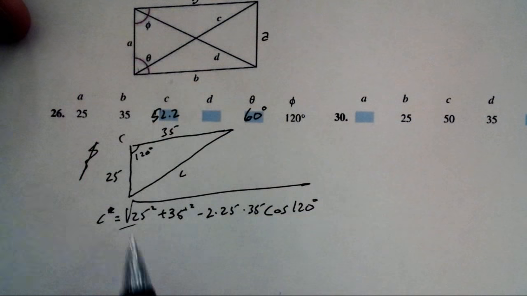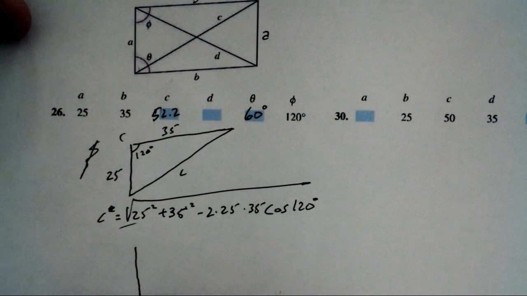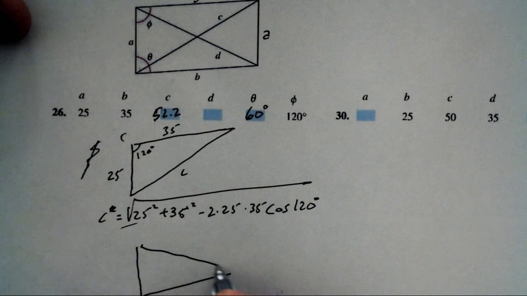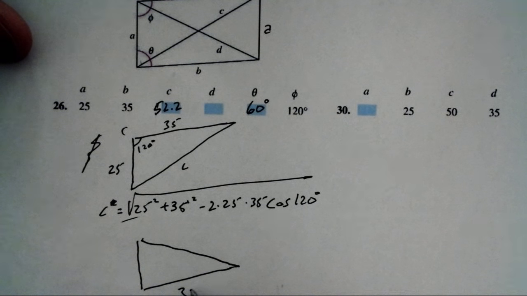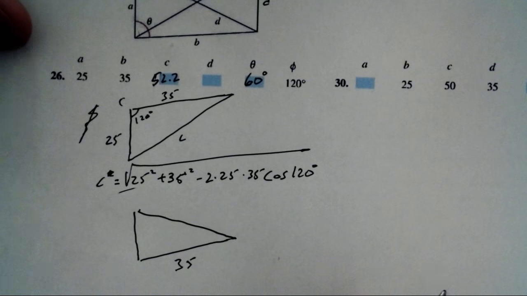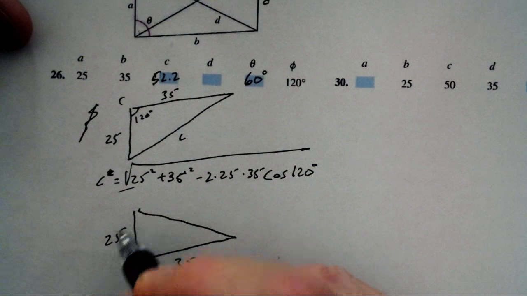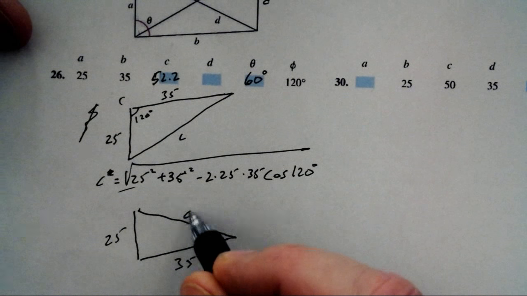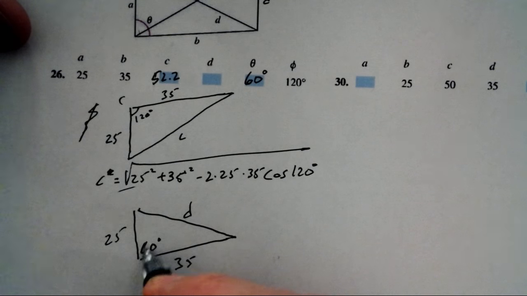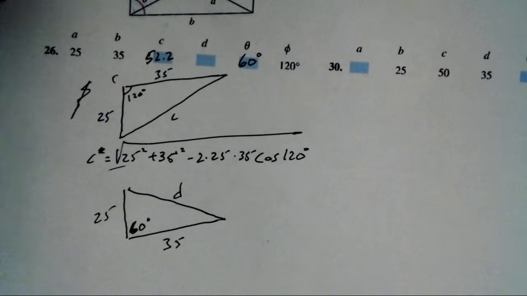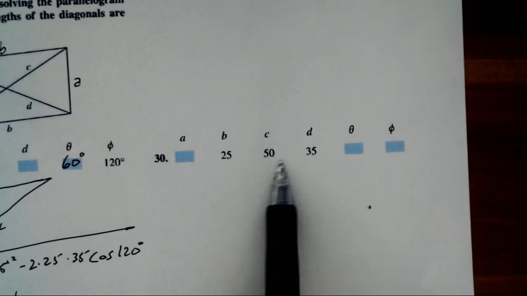D's in a triangle with A and B. Let's redraw that triangle separated out from the rest of the stuff. Looks something like this. This is B, this is 35 down here. A is 25. We're looking for side D. And this angle we've determined is 60 degrees. Certainly not drawn to scale here because they're going to change values as we go.